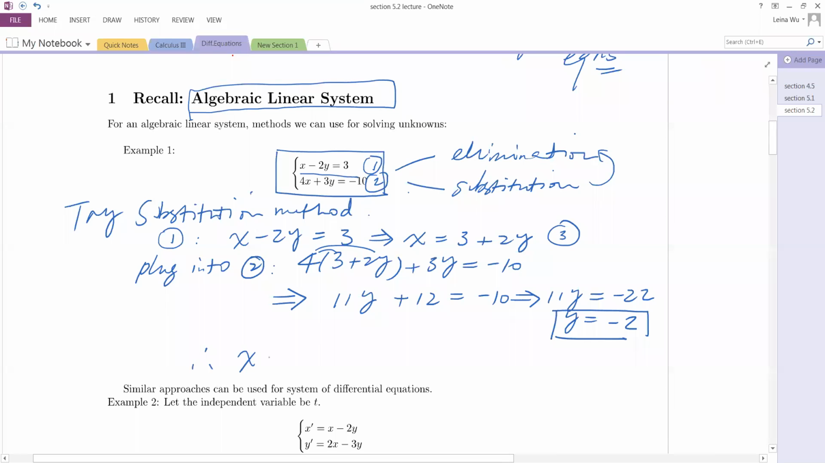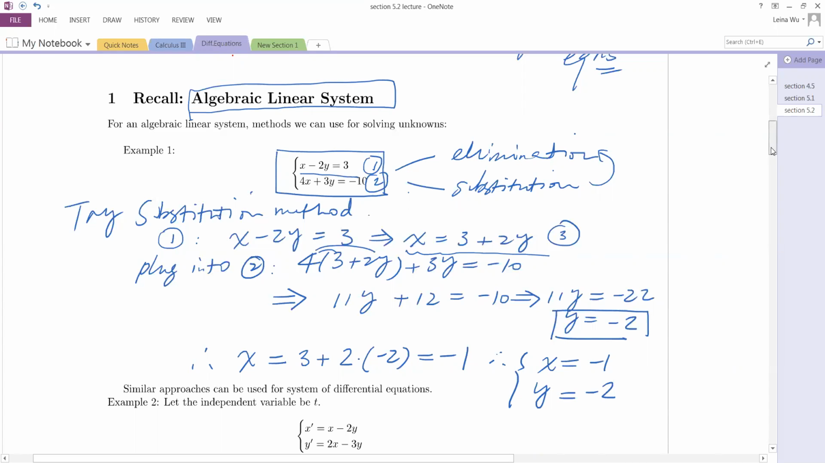And therefore, what's going to be x? 3 plus x will just be obtained from equation 3. 3 plus 2 times y, which is negative 1, right? So we have x, y as negative 1 and negative 2, respectively. Is this good? I think this should be pretty easy for you, right?